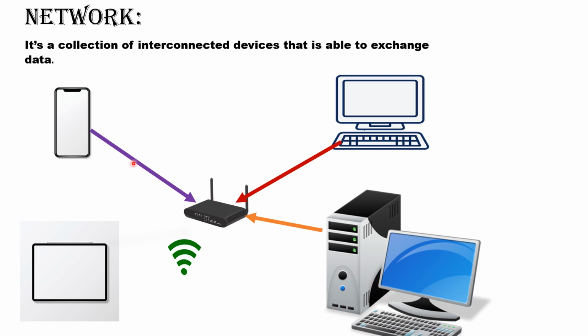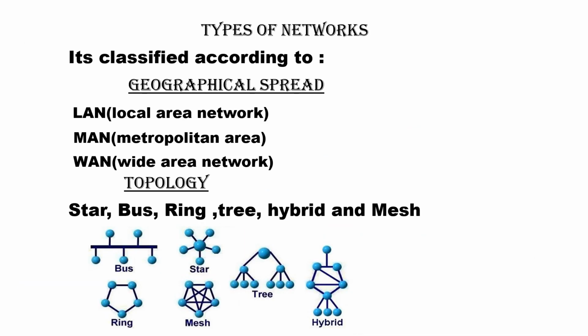So in this diagram, the devices are connected either using a cable, like the phone, the laptop, and the desktop, or wirelessly by means of Wi-Fi, like the tablet. There are two ways of connecting devices in a network, either through a cable or wireless. Types of a network.